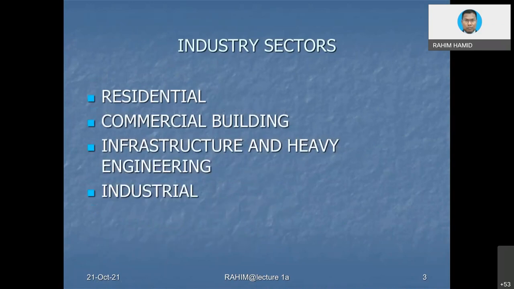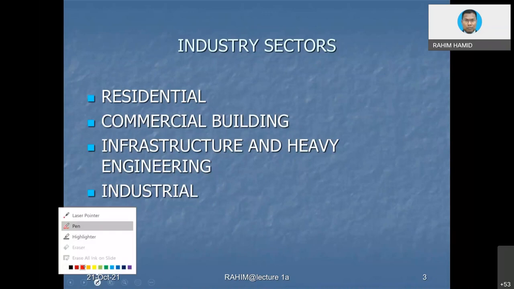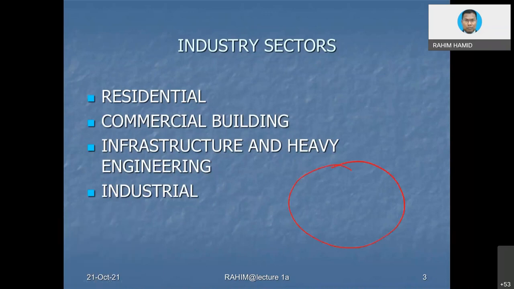Okay, industry sector. Sector means within the construction industry. The construction industry is a big sector of the economy. Say, let's say this is the economy, and when you divide the economy into small portions in a pie chart, construction would be here. And then we have many others: manufacturing, tourism, oil and mining, oil and gas, service industry, agriculture, etc. So the construction industry is one of the economic sectors.